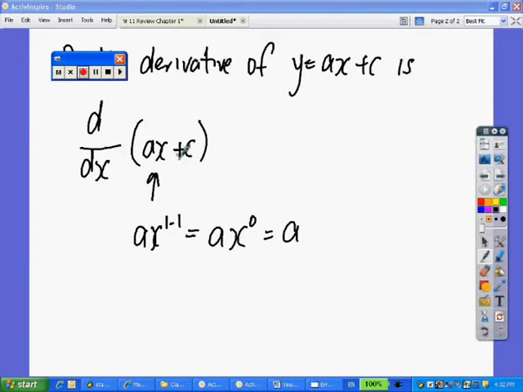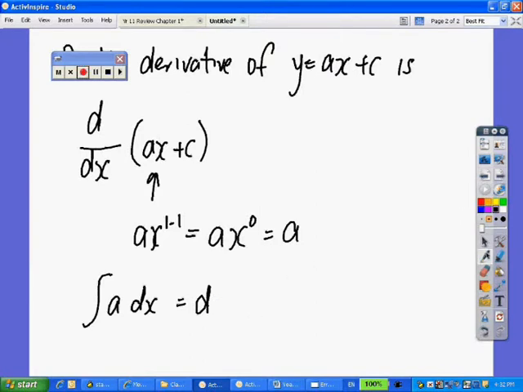Now, if this is the case, then what we're saying is that if I start off with this function and work my way backwards, then the antiderivative of a dx is equal to, and it will get our original function back, ax plus c. Now the c, of course, is a constant that we don't know what it is.